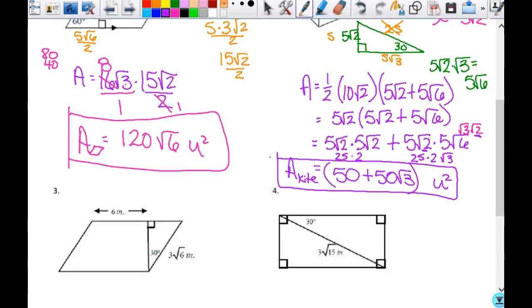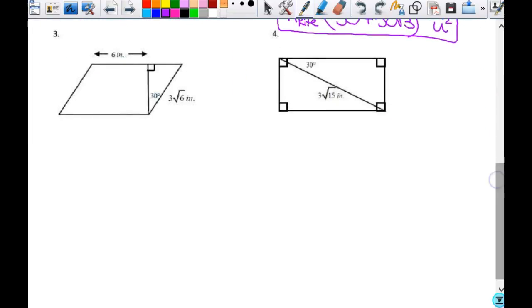All right, I think I want to do one more with you. Yeah, because it's got some fractions and stuff in it. All right, I'm going to do number 3. So this is a what? Parallelogram, yeah. And you kind of have to assume here because I didn't even bother labeling. Area of the parallelogram is base times height. Did they give me the base? No, they really didn't. They gave me this part right here.